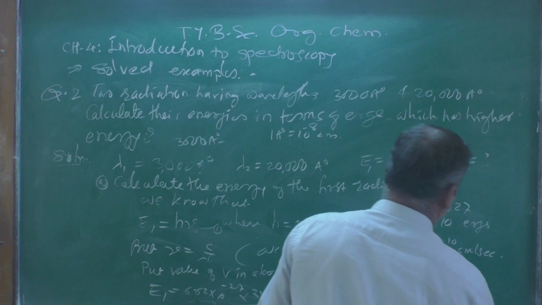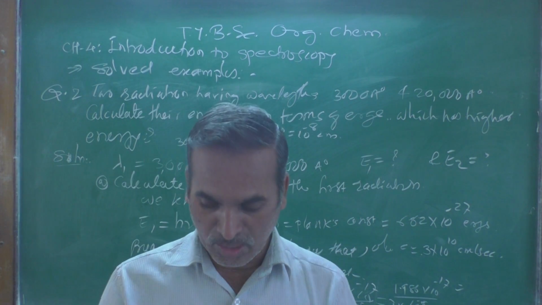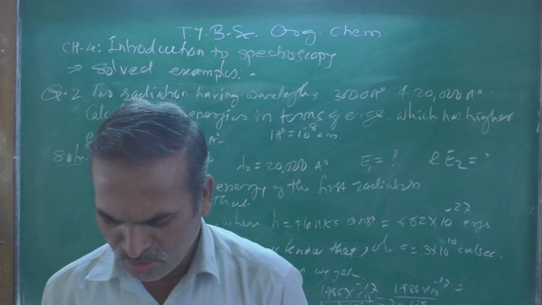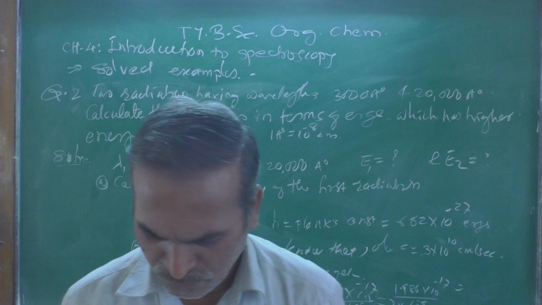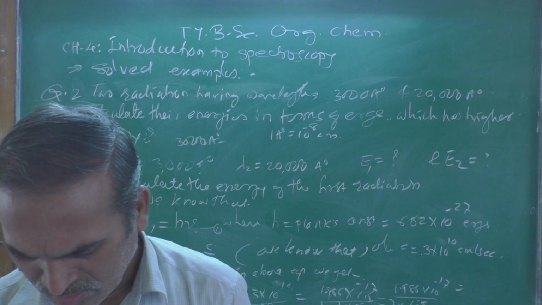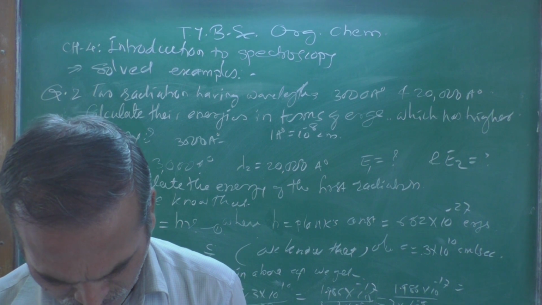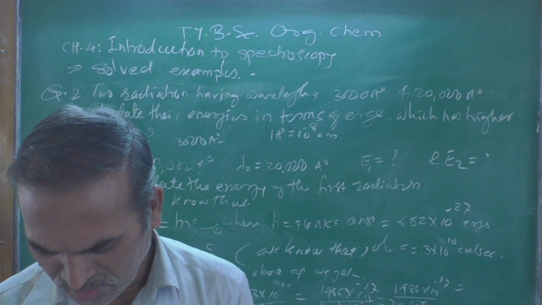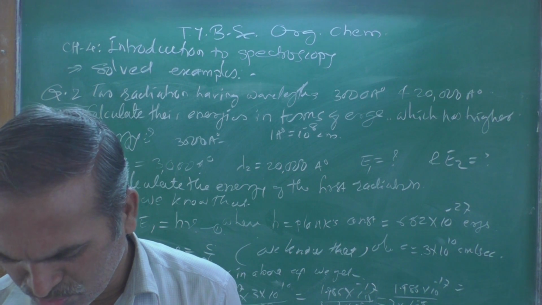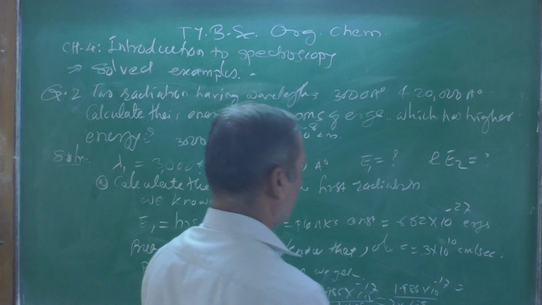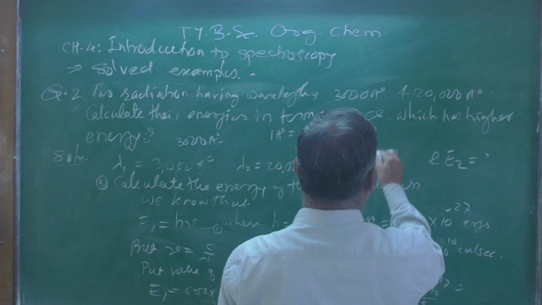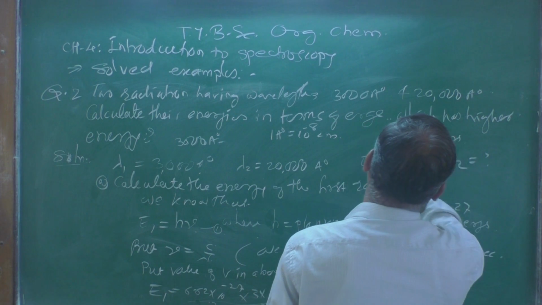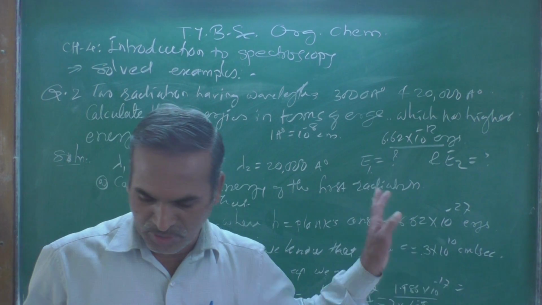You can calculate on a calculator at home, and you are going to get the value about 1 into 10 raised to 15 hertz. That much amount of E1 is coming, near about 6.62 into 10 raised to minus 12 ergs. So if you calculate it, it comes around 6.62 into 10 raised to minus 12 ergs. That is the value that comes out.